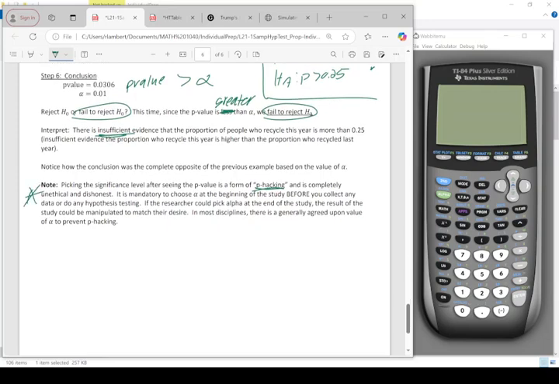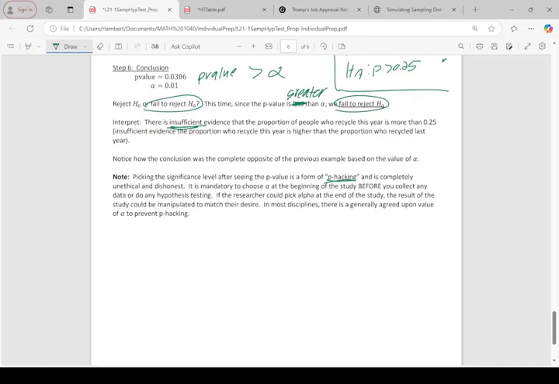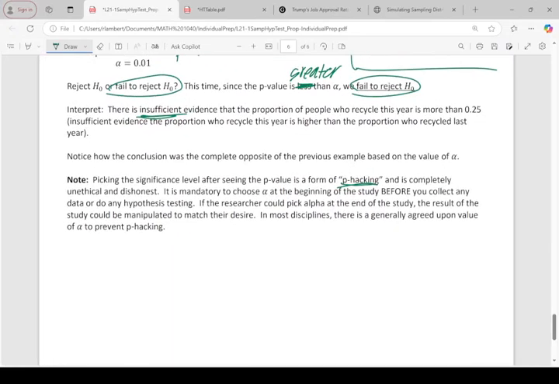So let's read this last paragraph. Picking the significance level after seeing the p-value is a form of what's called p-hacking, and it's unethical and dishonest, and it ruins the credibility of studies in general. You have to choose alpha at the beginning of a study before even collecting any data, and especially before doing any hypothesis testing.